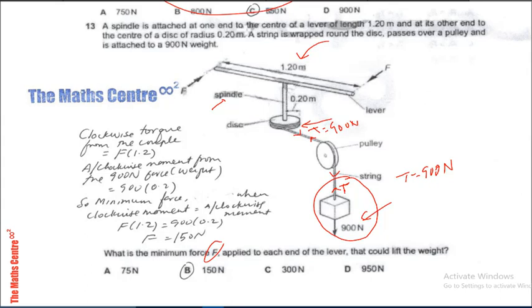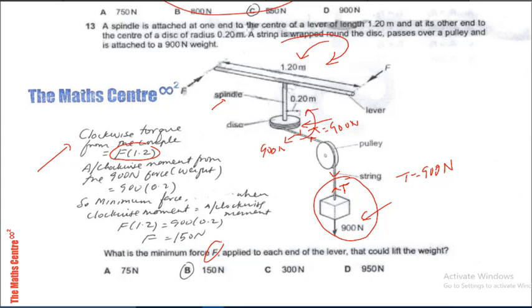Having said that, now let's look at the clockwise torque from the couple. Remember, this is F and this is F. So we have a couple and it is providing a clockwise torque. And that clockwise torque, we know how to calculate it. It's just F times the distance between the two forces, which is 1.2. The clockwise torque will be F times 1.2, and that will be equal to the anti-clockwise moment provided by this T. This T here, which is 900 Newton, is going to provide the anti-clockwise moment.